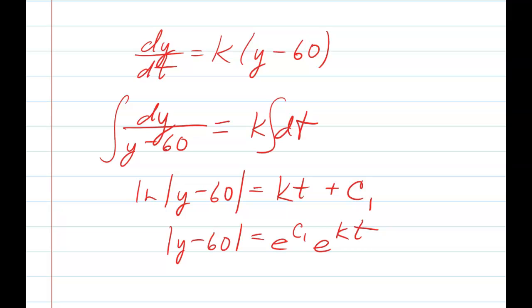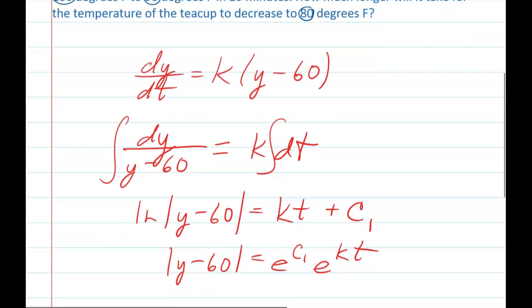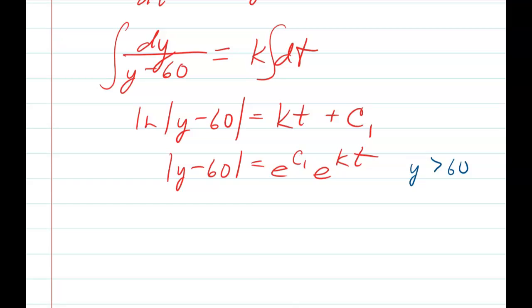Let's think about what temperature ranges we're looking at. We're thinking about something that starts at a temperature of 100 degrees. It's going to drop to 90, and it's going to drop to 80, and the temperature of the surroundings is 60. So really, we're only concerned with y being greater than 60 degrees here. And if y is greater than 60 degrees, we can say that y is equal to c e to the kt, where c is equal to e to the c1, our constant, and then we have a plus 60 over here.